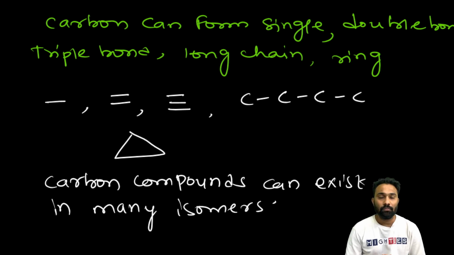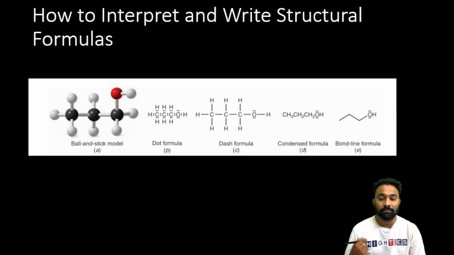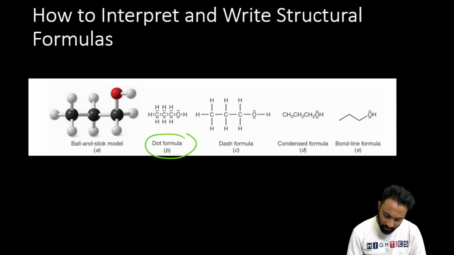Clear? Now we'll see in how many forms organic compounds can be written. Here you can see how to interpret and write the structural formula. In writing structural formulas, many students make mistakes and get confused, thinking some other complex molecule has been given without knowing the basics of organic chemistry. An organic molecule can be written in 4 different types: one is the dotted formula, next is the dash formula, one can be written in condensed form, and another is the bond line notation.